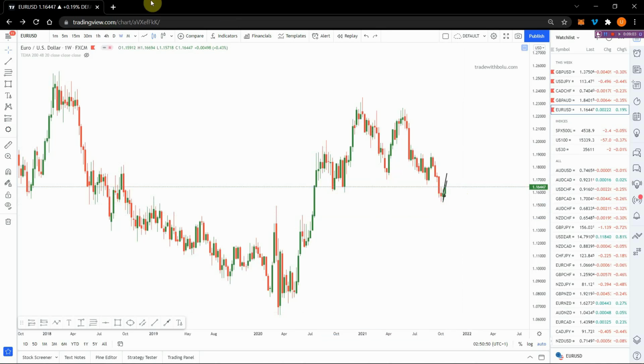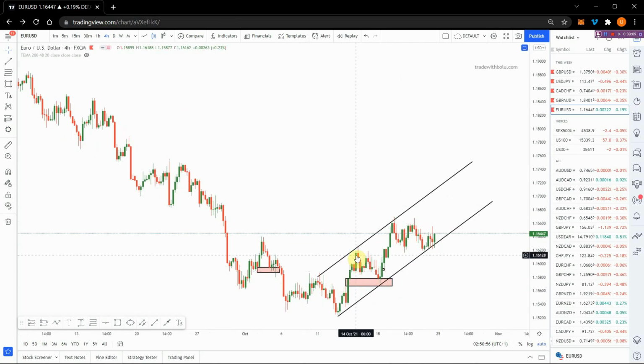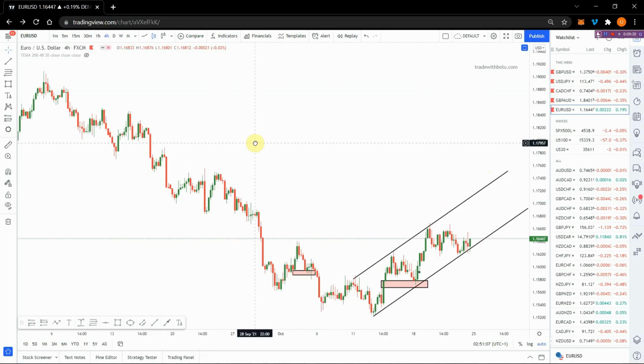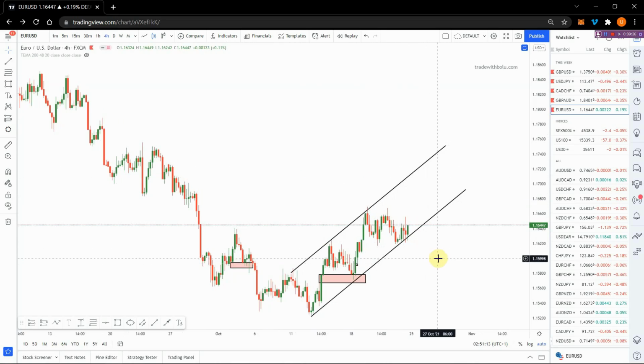So back to the lower time frames, you can see this is our channel, right? What we're looking at. So from here you can expect market to push up, come down, and just keep moving within that channel. EURUSD is a very trendy pair, and when it trends, it really trends. So that's what we're expecting.